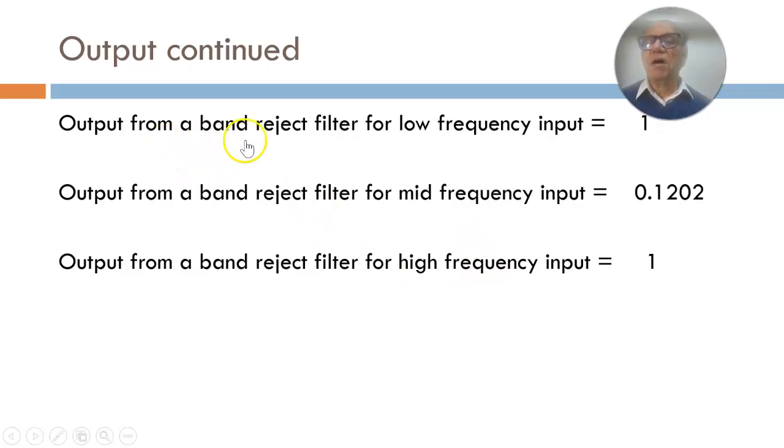Similarly, the output from a band reject filter for low frequency input is high. For mid frequency it is low, that is the band that is being rejected. And the output for high frequency again is high. So that is how the band reject filter works. In this session, we have tried to get some better insight into the working of the filter by doing some time domain calculations and writing a program for printing the result. And that's all in this particular session.